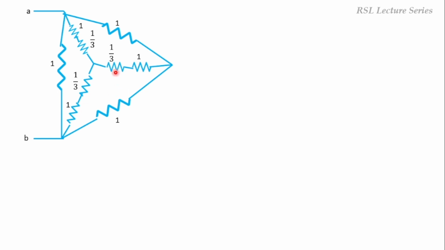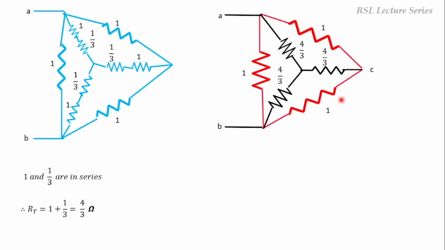If two resistors are connected in series, then the equivalent or the total resistance is given by the sum of these two resistors. So we'll add them. 1 plus 1 by 3 is equal to 4 by 3 ohms. So this inner star gets converted into a single resistor, connected in star again. Now we have star inside and delta outside. Our aim is to find out RAB.